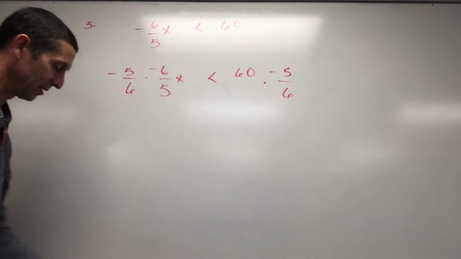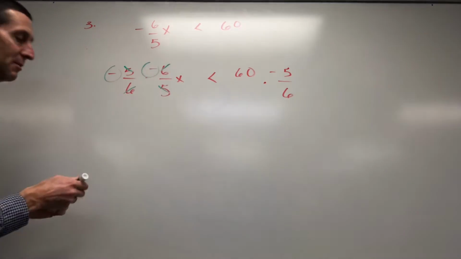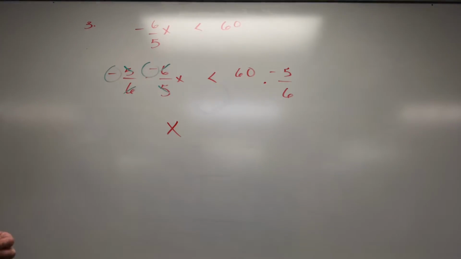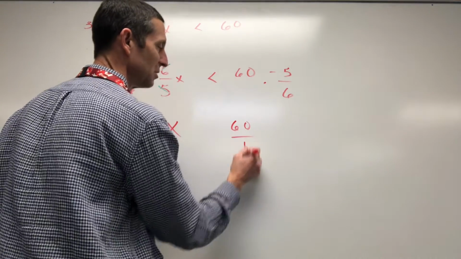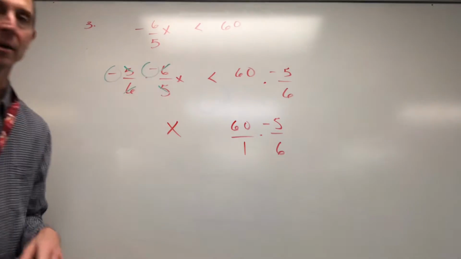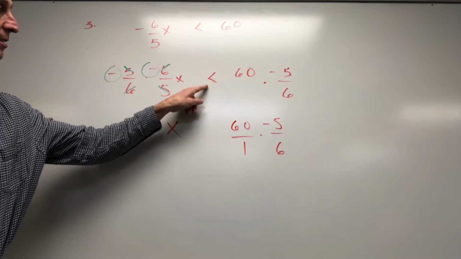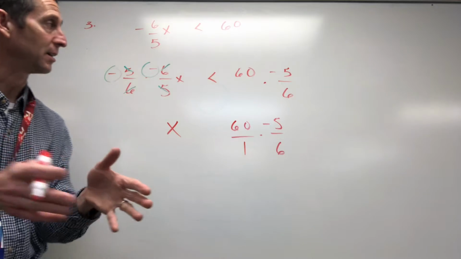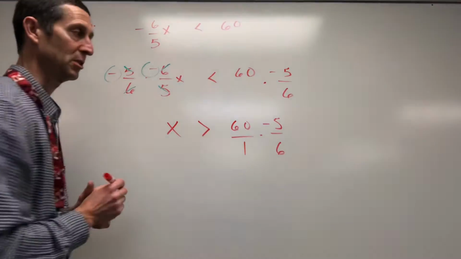Now the beautiful thing is, this cancels. Negative times negative is positive. Everything's gone. The only thing you have left is the x. Over here, you have 60. Most people like to do it over 1, and then they can multiply the top, multiply the bottom. But what just happened? You took your inequality sign. You are multiplying by a negative. So anytime you multiply or divide by a negative, you've got to change the sign. Less than, whoop, changes to greater than.